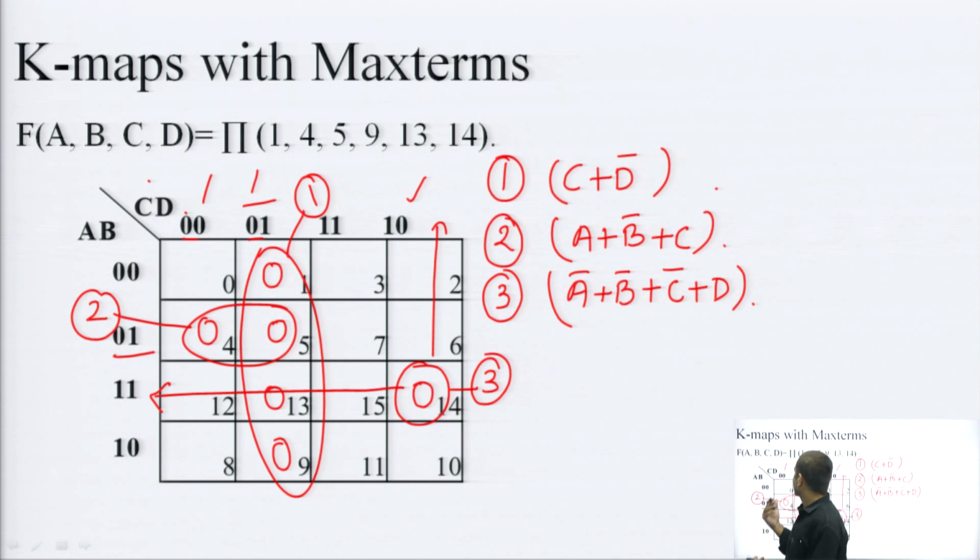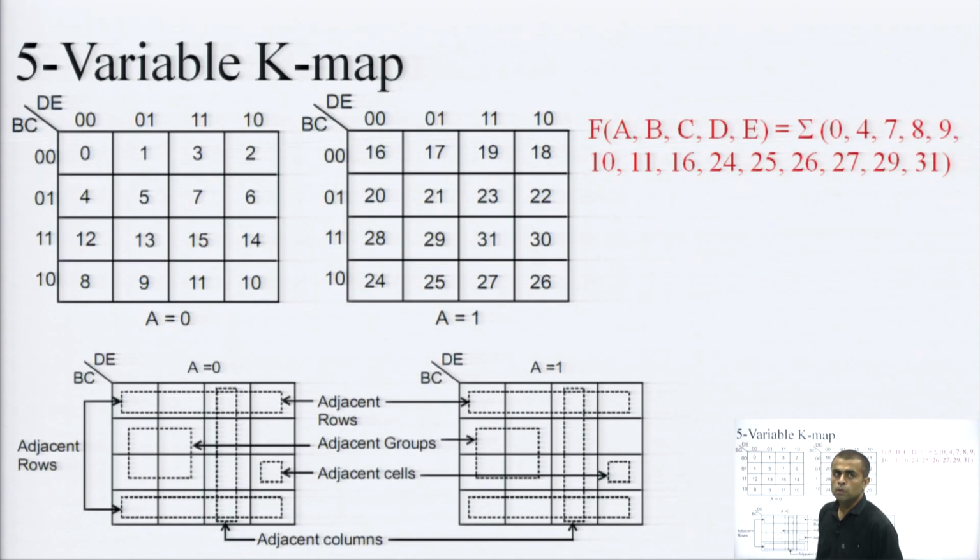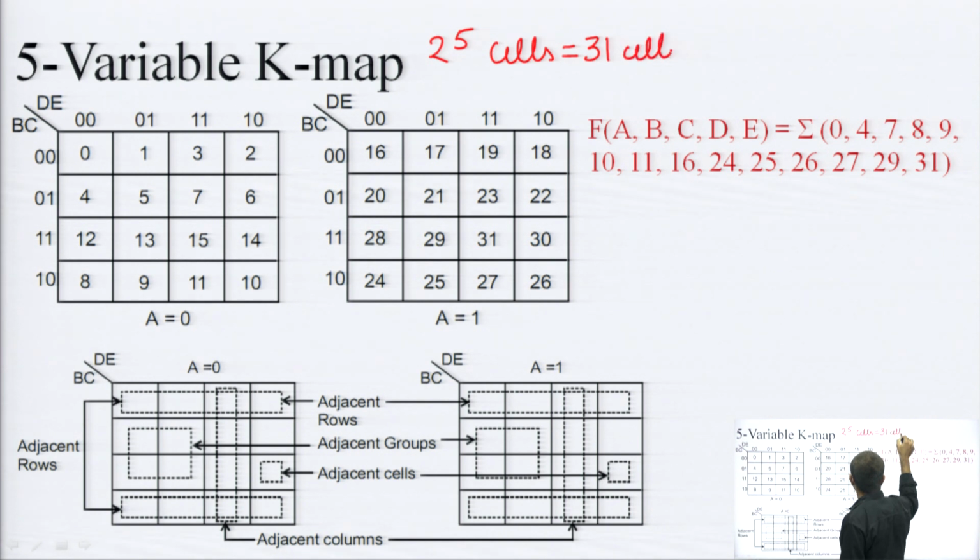Okay. So this is the K map for max terms. Now, coming to the last topic of ours, the 5 variable K map. A 5 variable K map means 2 raised to the power 5 cells, that means 32 cells, which are numbered in gray counting again.